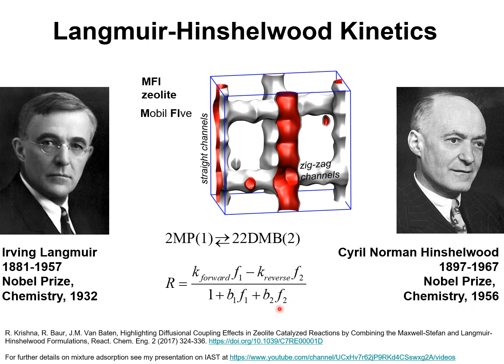To take just one example, for zeolite catalyzed isomerization of 2-methylpentane to produce 2,2-dimethyl butane, the reaction rate expression is written in this form, where we have the numerator that contains the forward reaction rate constant times a partial fugacity of component 1, 2-methylpentane, in the bulk fluid phase, minus a reverse reaction rate constant, K reverse, times the partial fugacity for component 2, 2,2-dimethyl butane, in the bulk fluid phase.